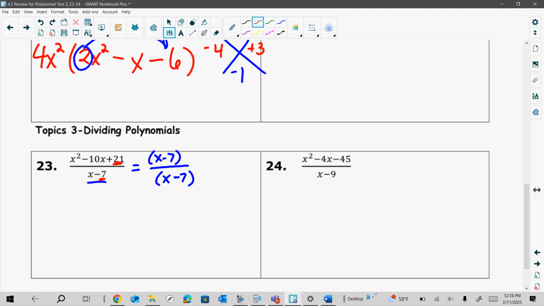7 times what gives me 21? 3, right? We want a positive 21. This is a negative 7 right here. So this would have to be x minus 3. Those minus 7s are what they have in common. So those are gone, meaning x minus 3 is our answer.